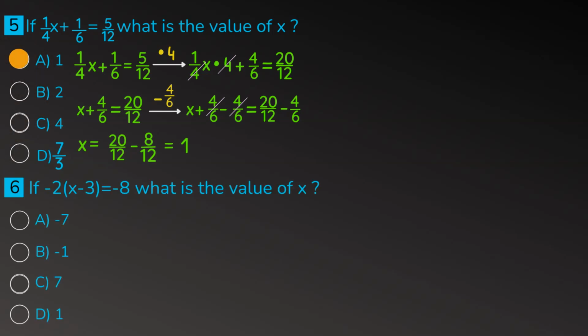The last multiple choice question on test 1, number 6, is minus 2 times by x minus 3 in brackets is equal to minus 8. Now minus 2 times by x is equal to minus 2x, but minus 2 times by minus 3 is positive 6, because a minus times a minus is a positive. So we have minus 2x plus 6 is equal to minus 8.